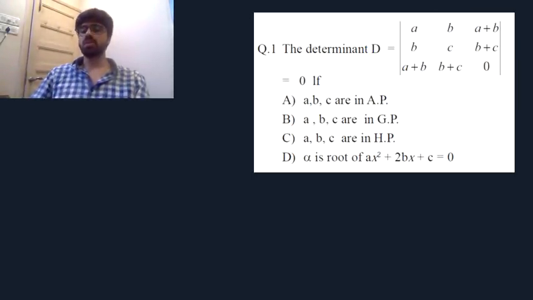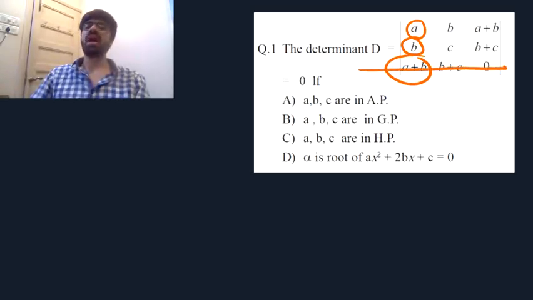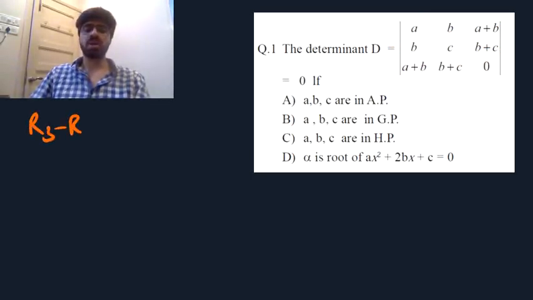Rather what we can do is, we have a plus b here and we have a and b here. So we can subtract this a and this b from the term here. That is, we need to go for R3 minus R2 minus R1. So if we go for R3 minus R2 minus R1 in R3, then the determinant will look like this.